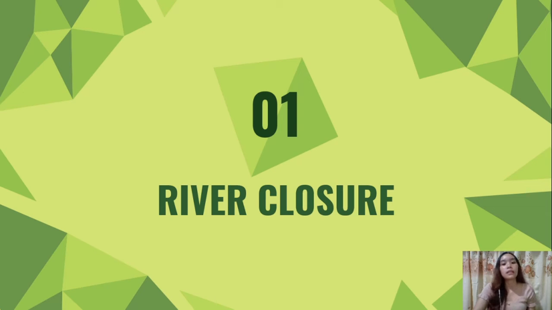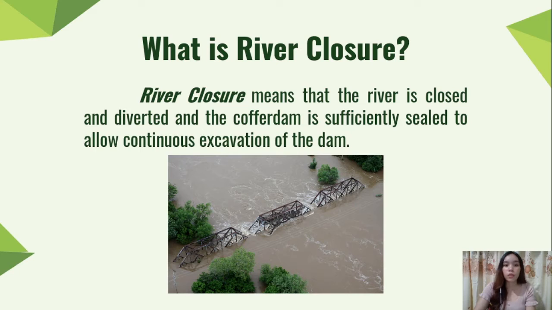First is the river closure. So what is river closure? River closure means that the river is closed and diverted and the cofferdam is sufficiently sealed to allow continuous excavation of it. Here in the picture you can see an example of river closure.